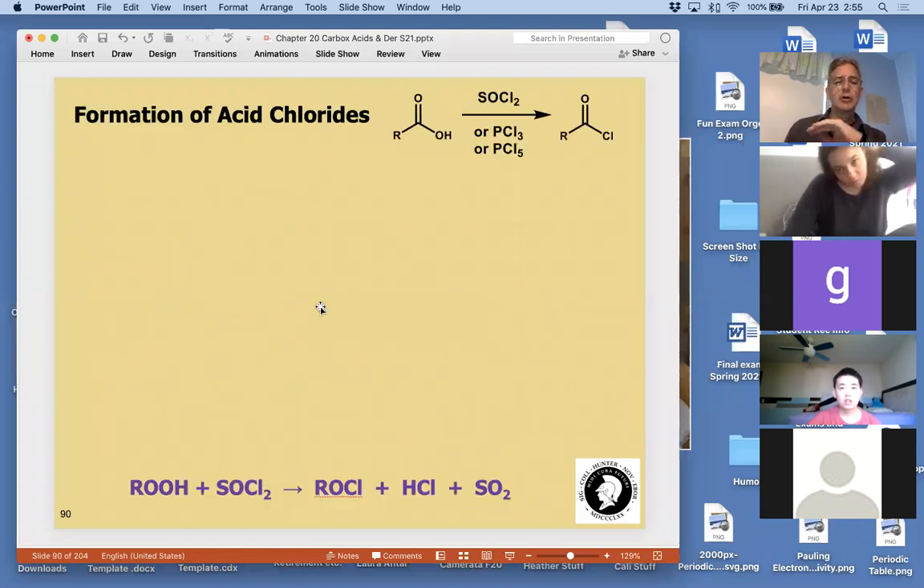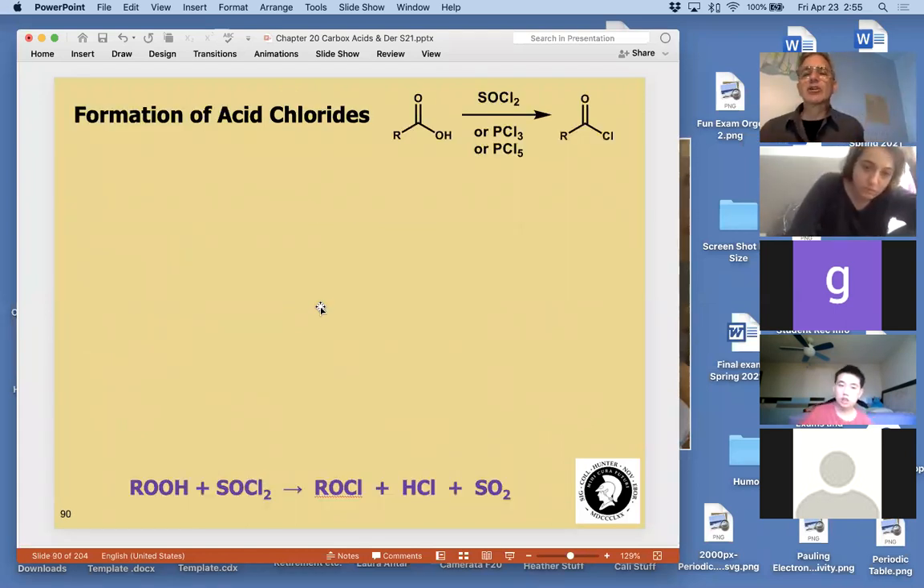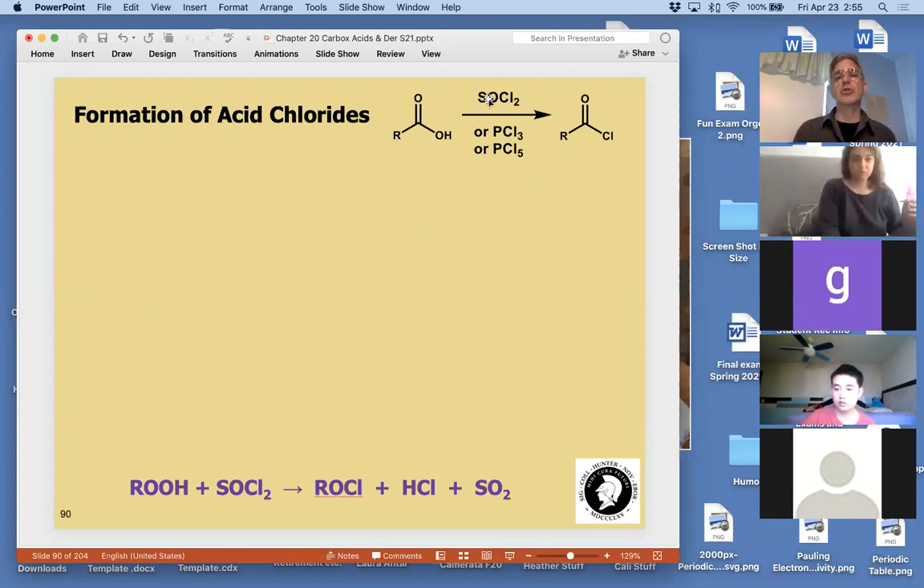Okay, so formation of acid chlorides were referred to before, and now it's part of this chapter. Thionyl chloride is a favored way of doing it. The same thionyl chloride you use to make chlorides out of secondary alcohols with retention. That strange reaction. Phosphorus trichloride, phosphorus pentachloride can all be used.